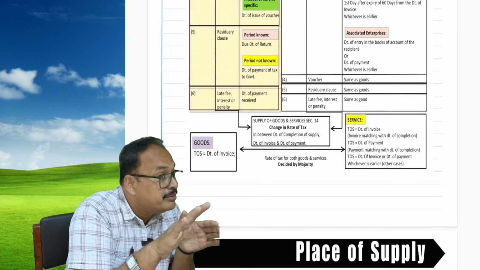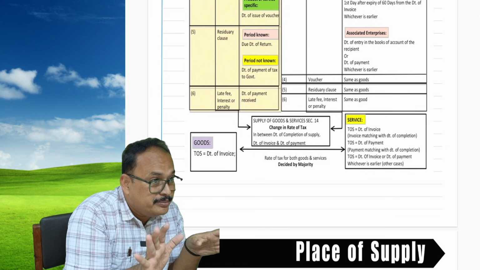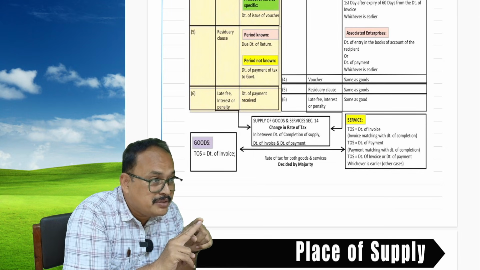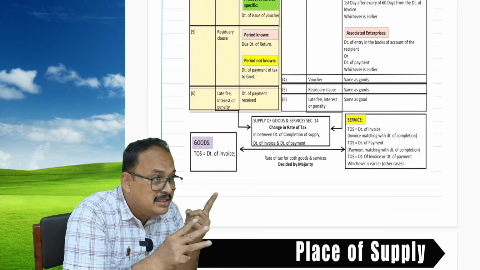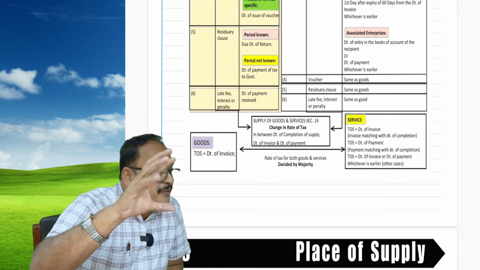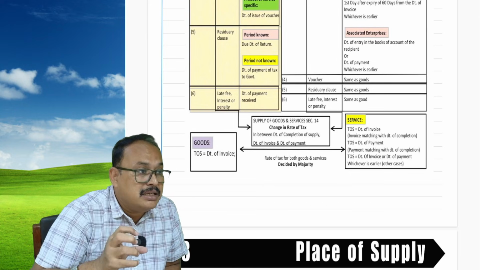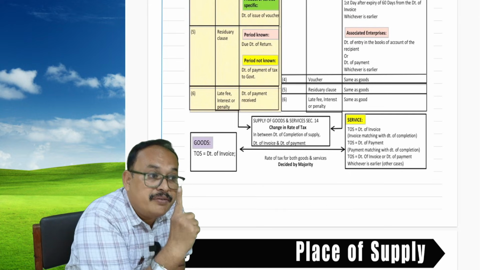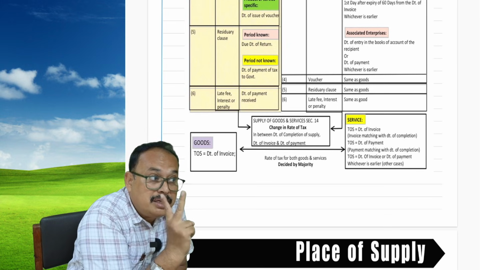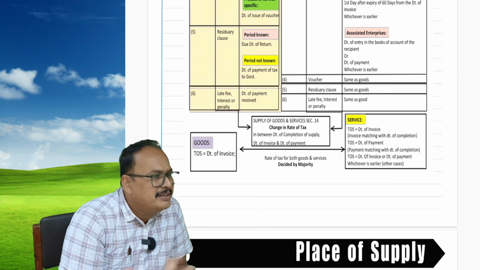In case of supply of goods, my dear, the rate of tax remains the same, the majority principle. Date of invoice, date of completion of supply, date of payment, whichever may be the majority, that will be the time of rate of tax. Time of supply in case of change in rate of tax for supply of goods: date of invoice or last day to issue invoice, whichever is earlier. Is it clear, my dear? That's it.